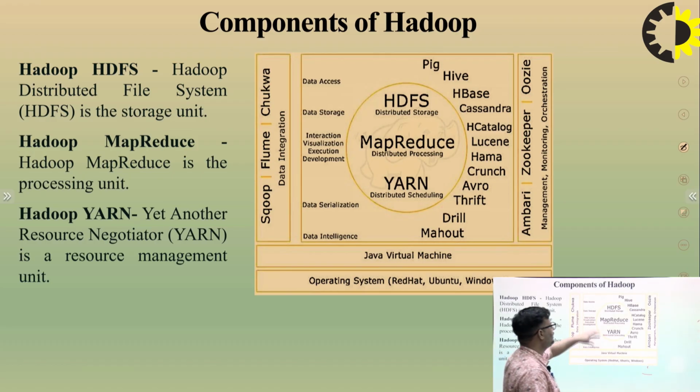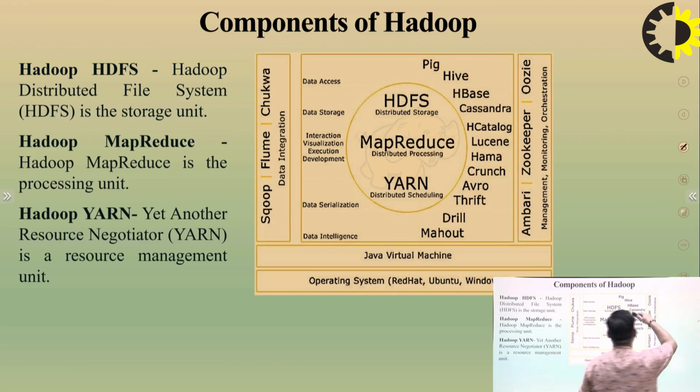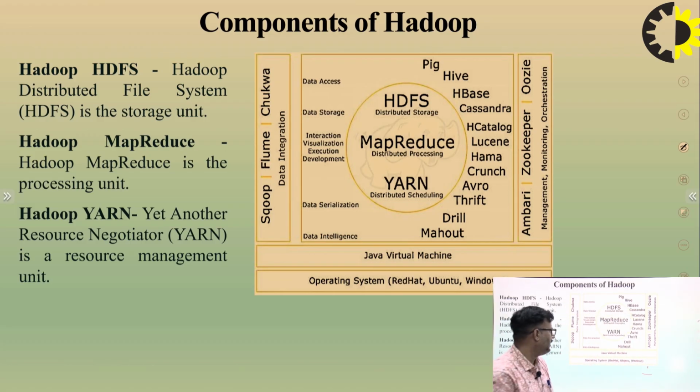Here we will consider the different modes: first, how to access data; second, how to store data; next, interaction, visualization, execution, development, data serialization, and data intelligence. Here we will use different tools like Pig, Hive, HBase, Cassandra, HCatalog, Lucene, Hama, Crunch, Avro, Thrift, Drill, and Mahout. We will use a Java Virtual Machine, the JVM, and different operating systems like Red Hat, Ubuntu, and Windows.